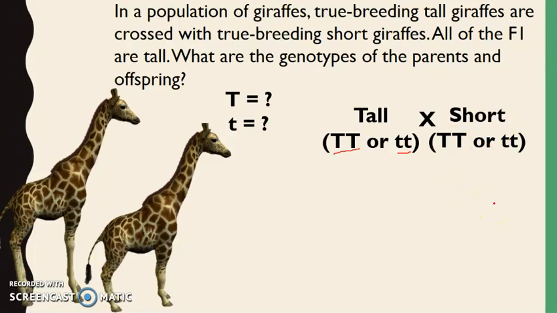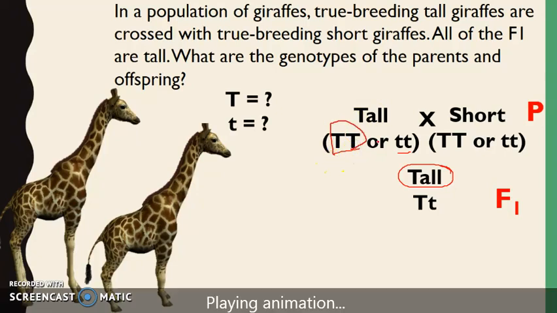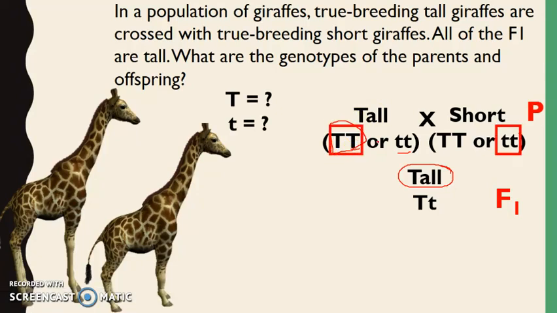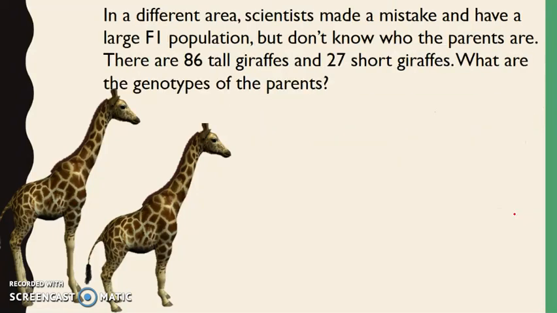And so we look at the F1 though, and in the F1 we see that they are all tall. That means if you had a true breeding parent here and a true breeding parent here and they were crossed and you do the Punnett square, all of the offspring are going to be heterozygous. And therefore we know because they're heterozygotes and they exhibit the tall phenotype, that's how we can narrow it down that tall is the dominant allele. So there you go.